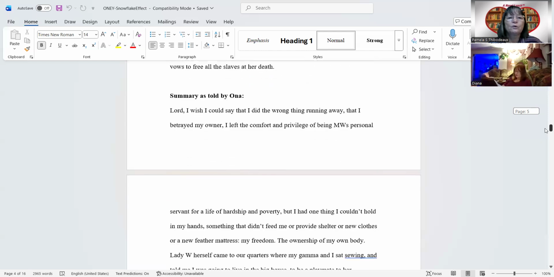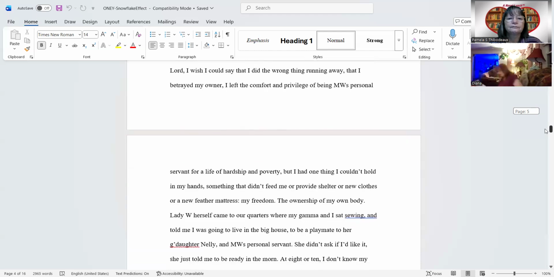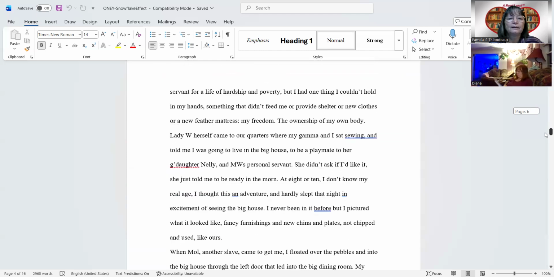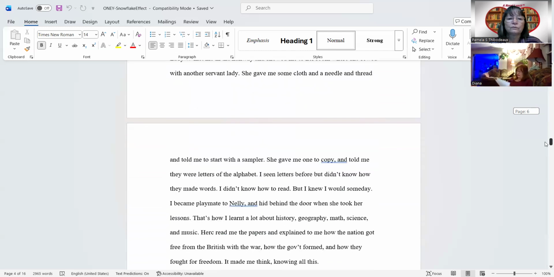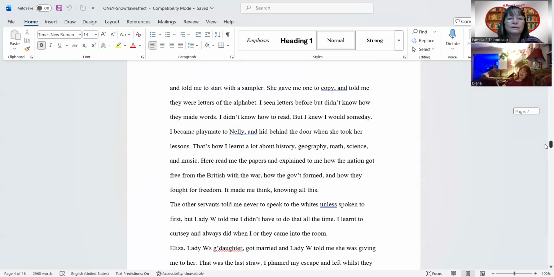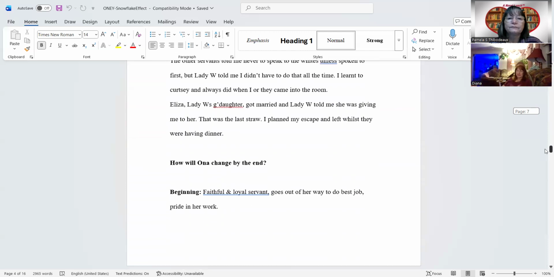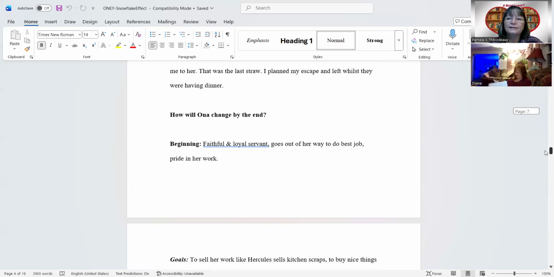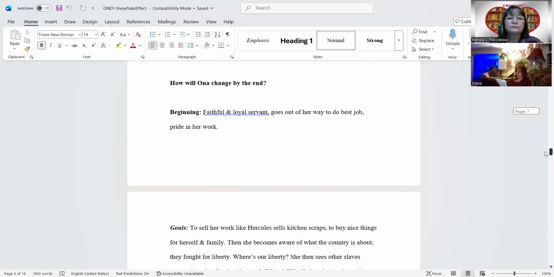And then you have a summary told by Ona. Yes, by Ona. This is actually her story. You just write down the main events that take place during her life. But of course, as you're writing a story, you expand on these. These are just the main events that took place. As you expand on that, you put in your dialogue and your secondary scenes and all that. And then you ask how Ona will change by the end. What is her character arc?